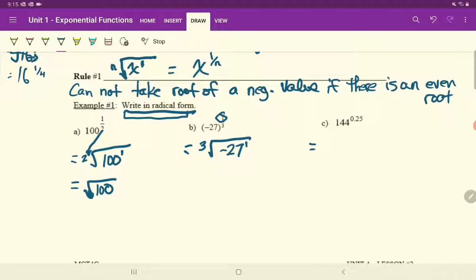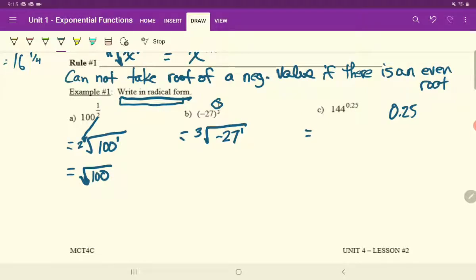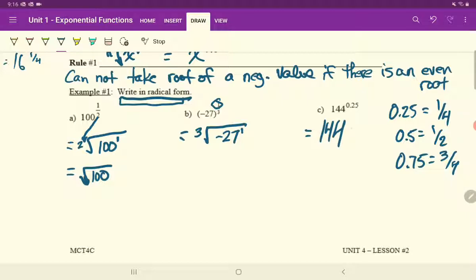For this one, you see a decimal and you're probably feeling a little confused by that. But remember, a lot of these decimals, I think in the textbook, they only do like 0.5, 0.25, or 0.75. Remember that 0.25 is 1/4, right? 0.5 is 1/2. 0.75 is 3/4. So those are common fractions that you should hopefully remember. So instead of 0.25, I'm just going to rewrite this as 144 to the power of 1/4.